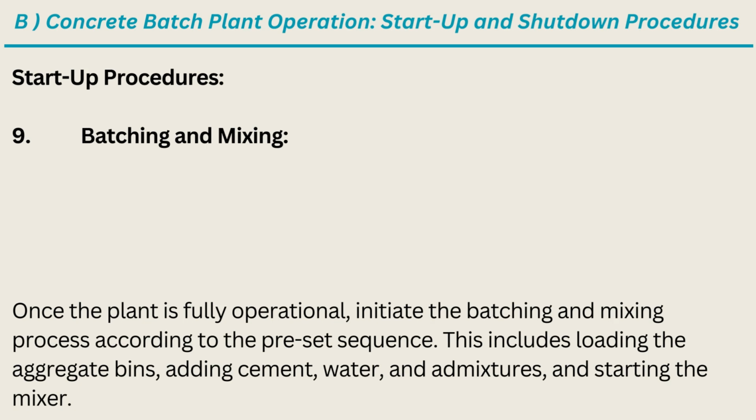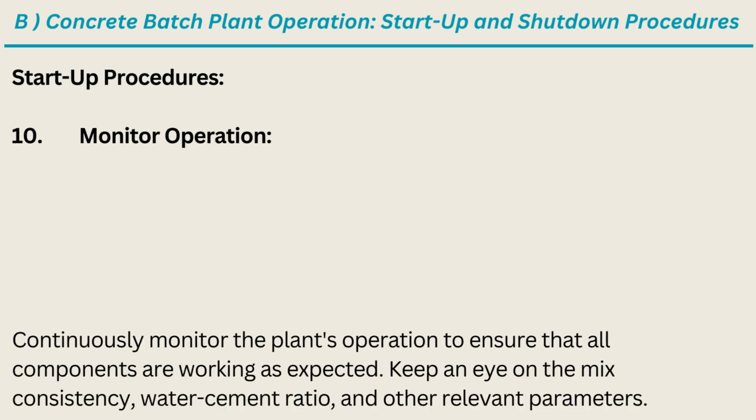Batching and mixing. Once the plant is fully operational, initiate the batching and mixing process according to the preset sequence. This includes loading the aggregate bins, adding cement, water, and admixtures, and starting the mixer. 10. Monitor operation. Continuously monitor the plant's operation to ensure that all components are working as expected. Keep an eye on the mix consistency, water-cement ratio, and other relevant parameters.